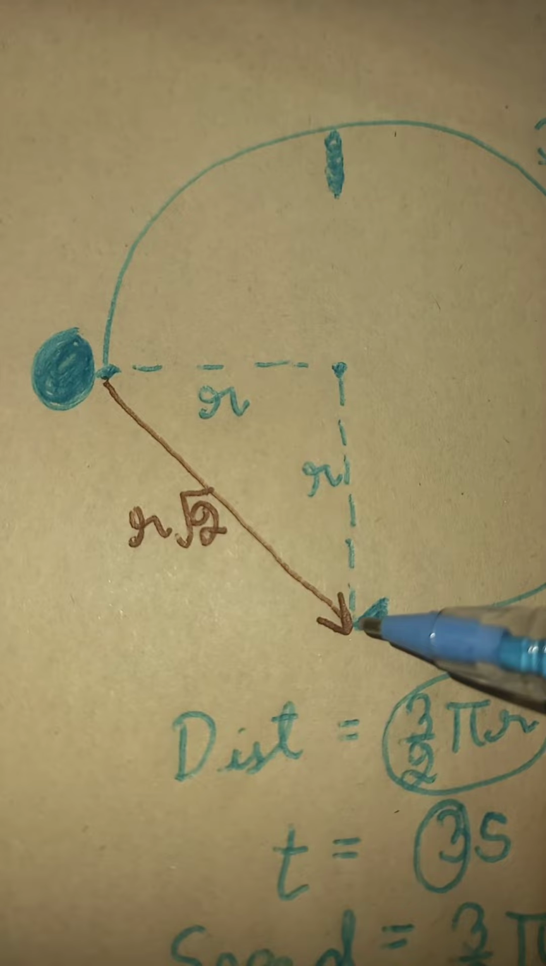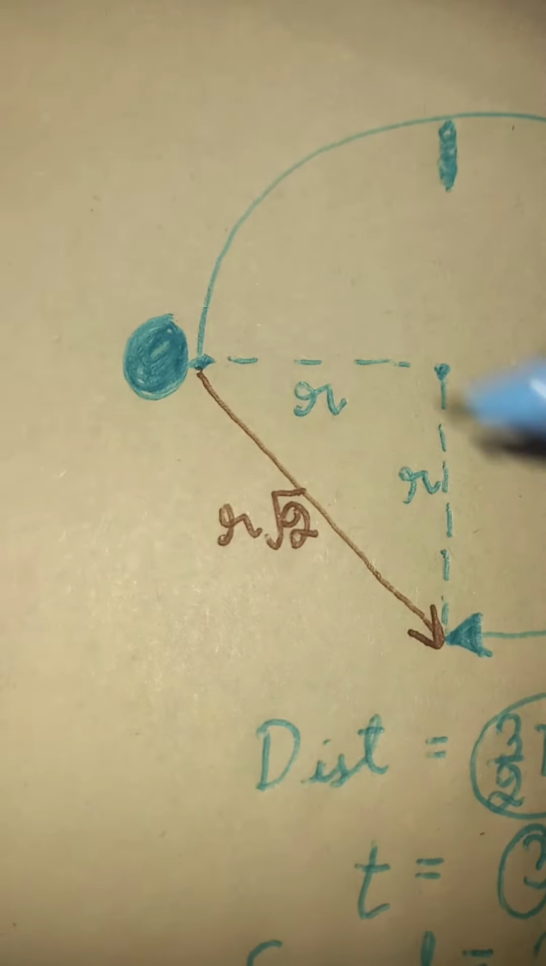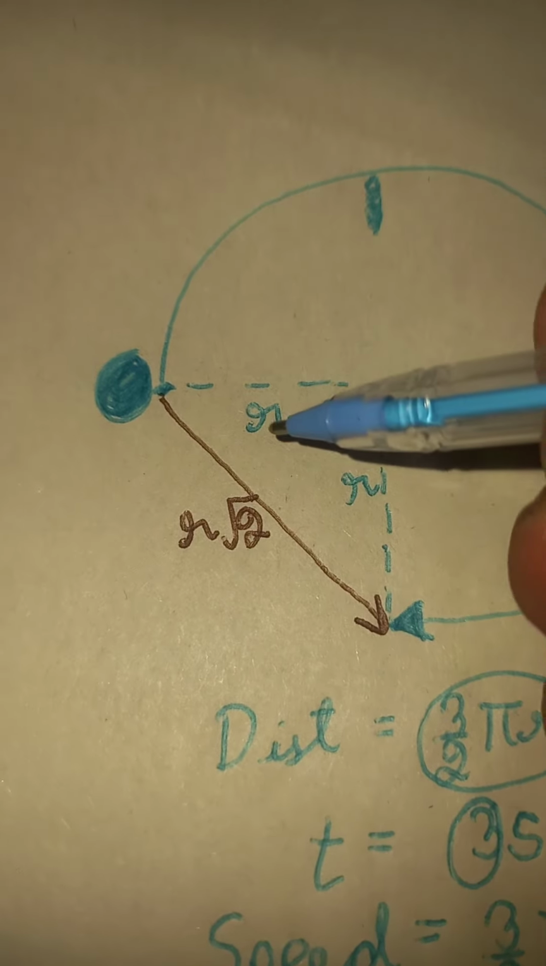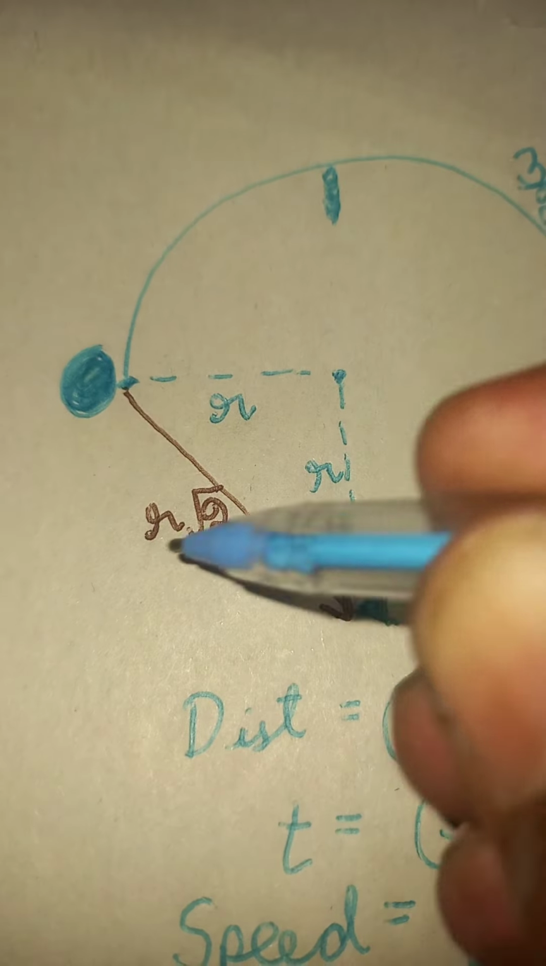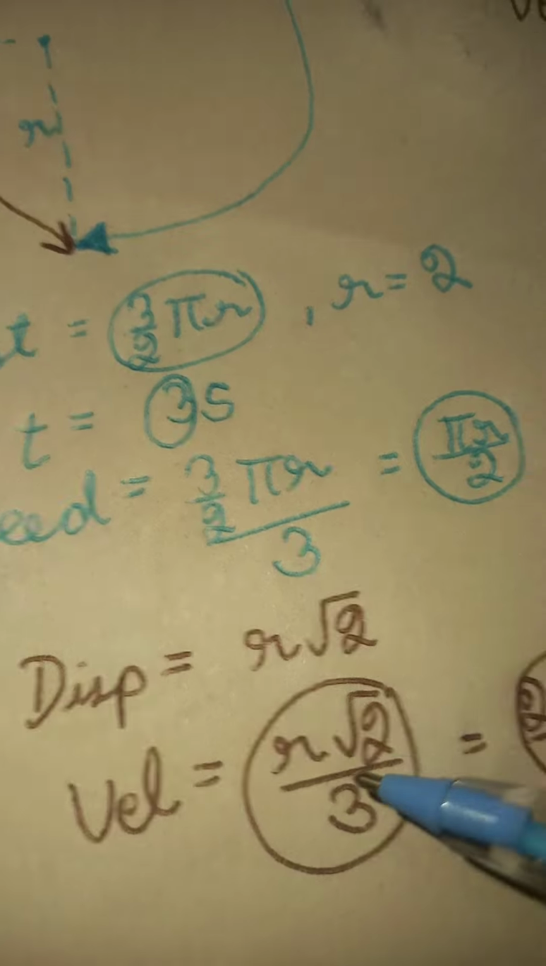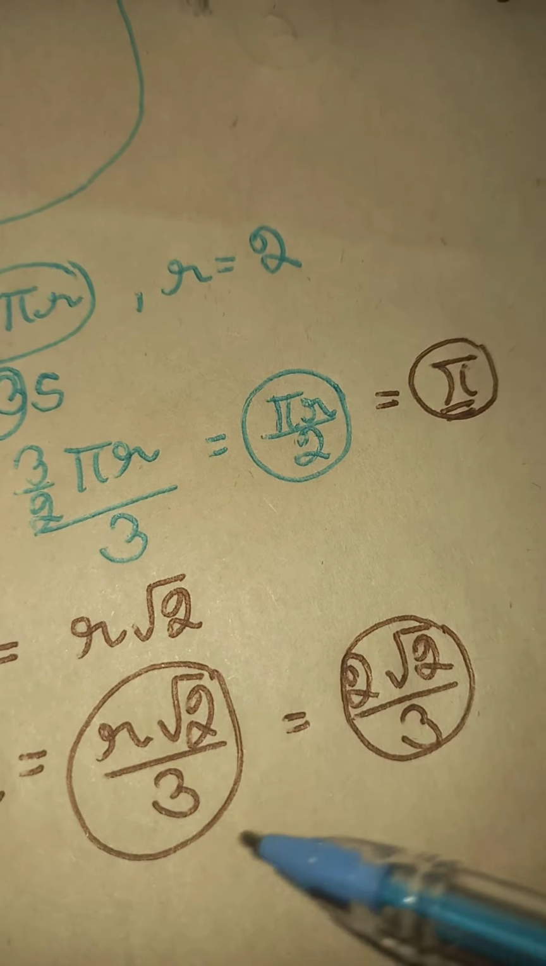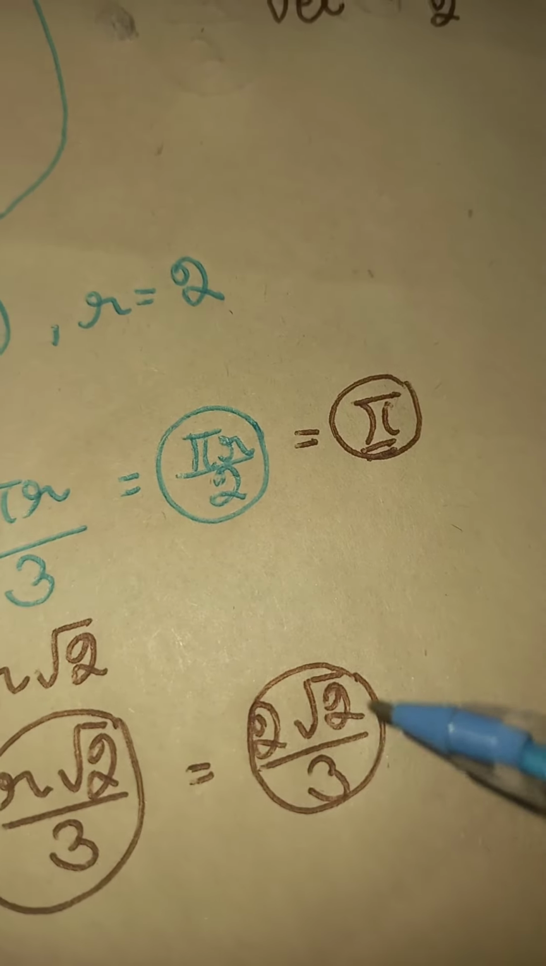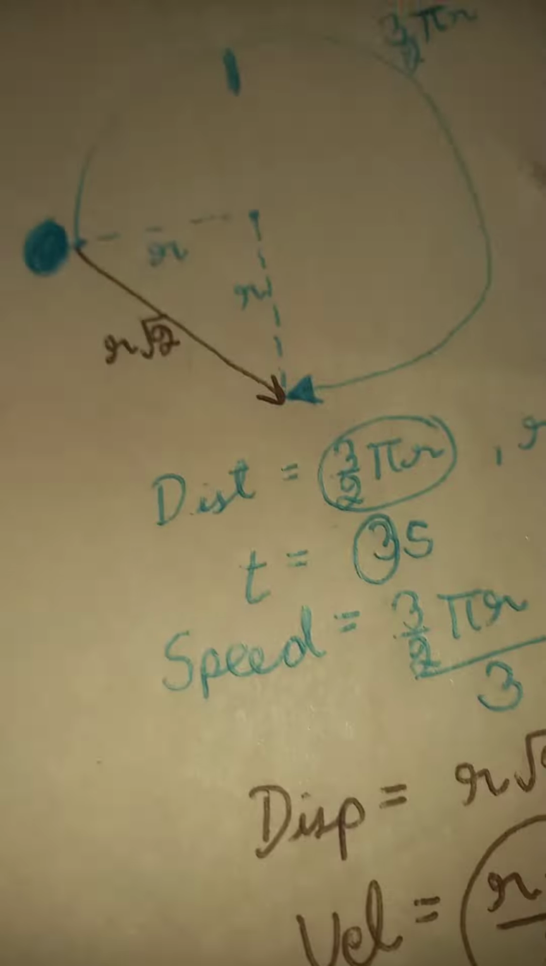Displacement is the shortest distance between the initial and final point, so it is the root of r square plus r square, which is r root 2. The velocity is displacement by time, so r root 2 by 3 units, r is 2, so 2 root 2 by 3 units per second is the velocity of it.